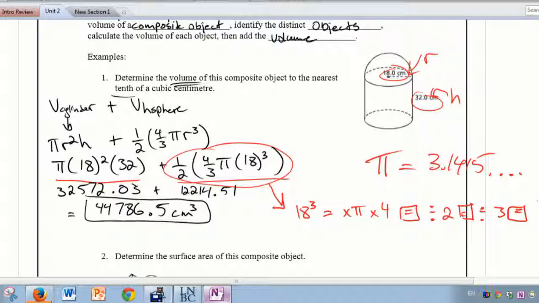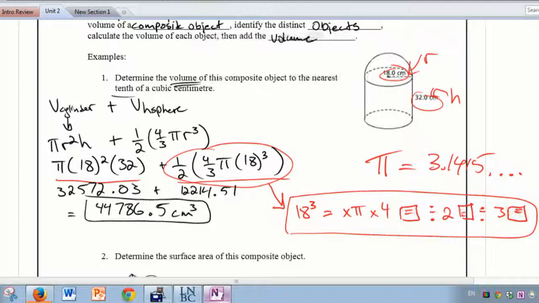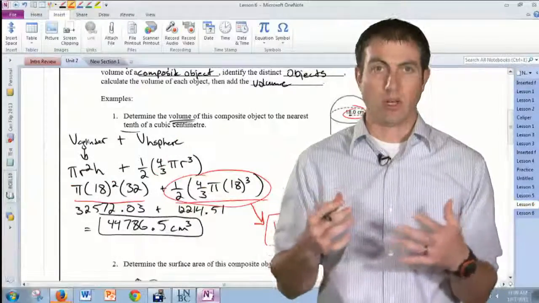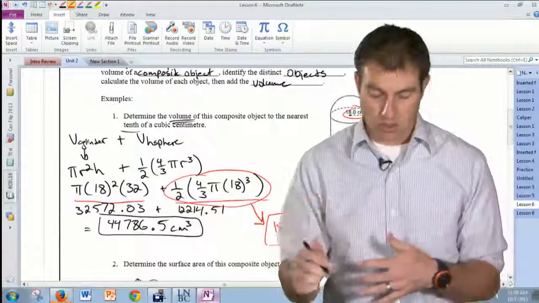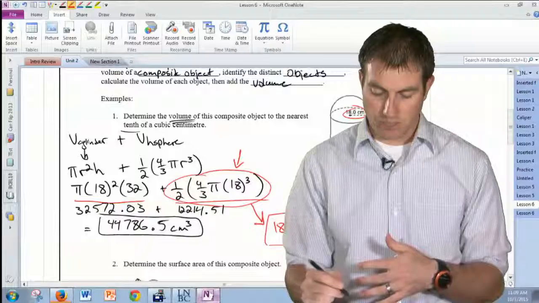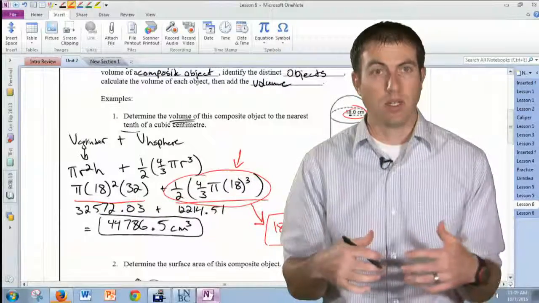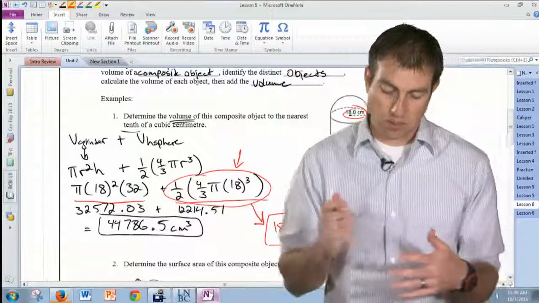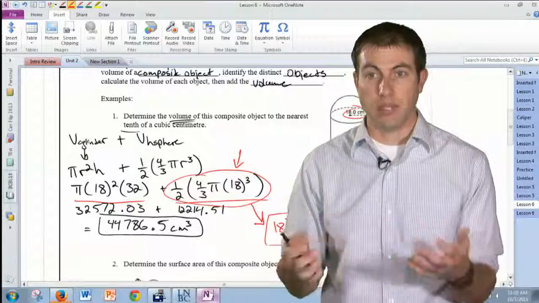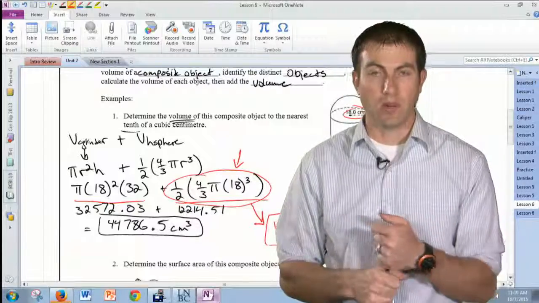So that's just one way to do it. And again, it's you being used to your calculator. You need to know how your calculator works. If you want to break down each step and show all your work, you could do the 18 cubed, put that number in, copy everything down, and then do the pi times 18 cubed, and that would work.